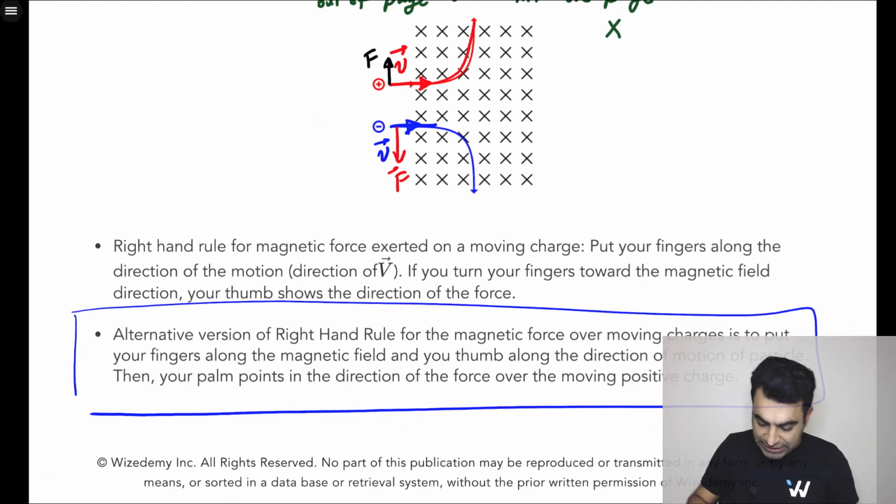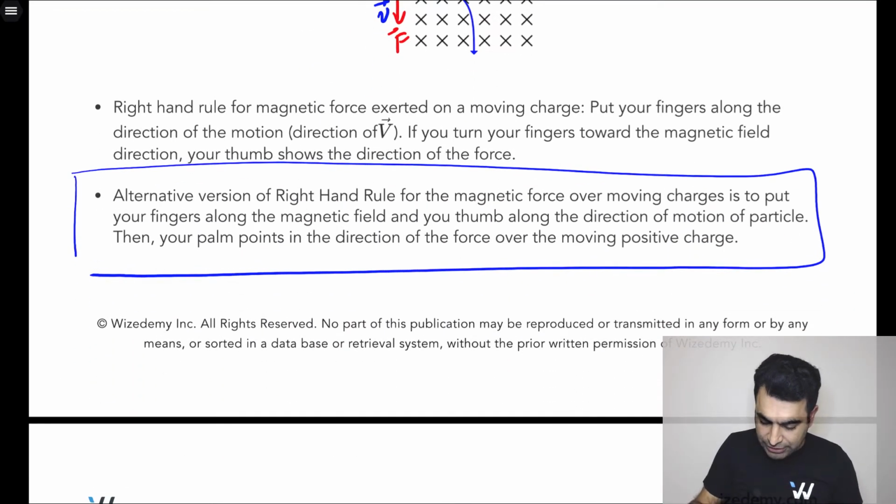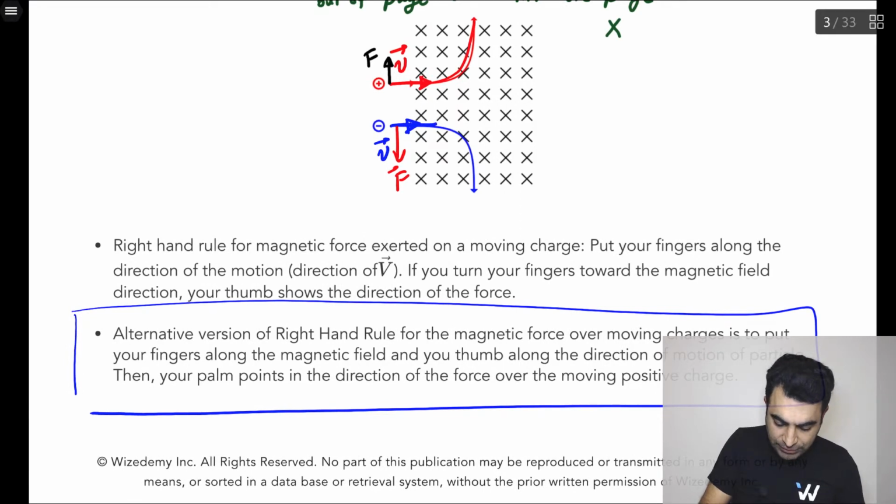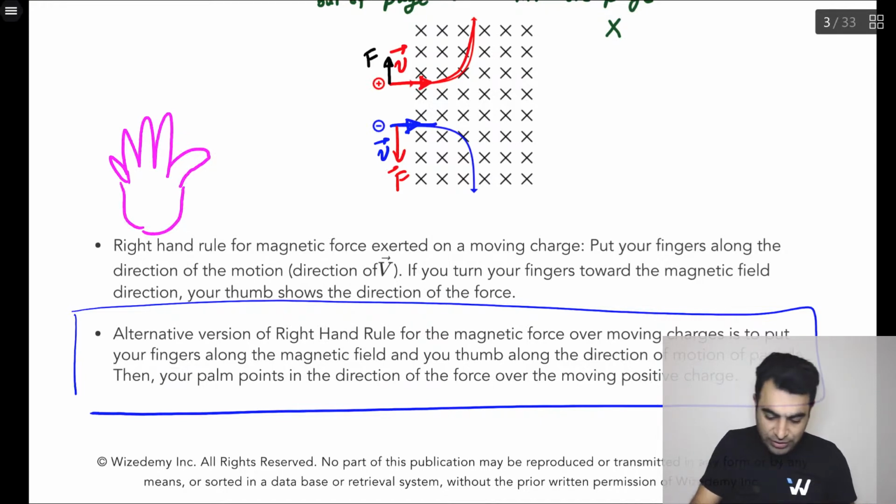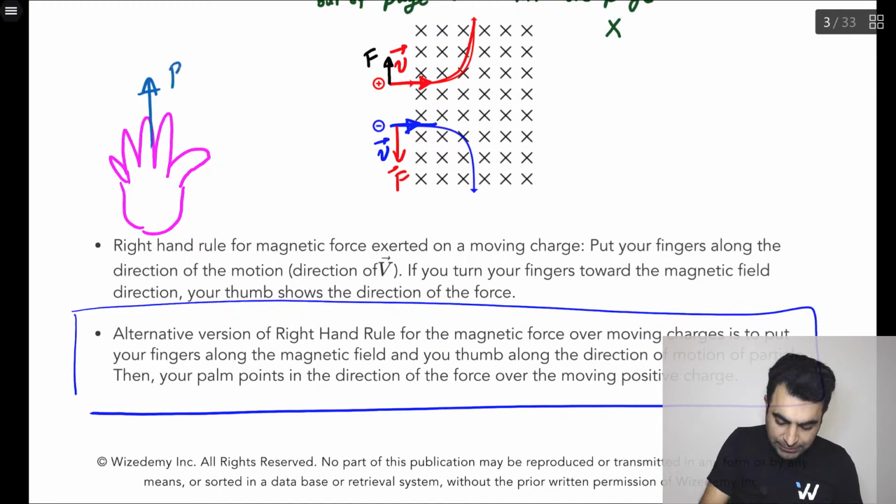So if I want to give you a schematic picture for the second version of the right-hand rule, use the right hand. I just try to do my best. It's the right hand. So I put the fingers along B while my thumb is toward V. And then here, the magnetic force is coming out of your palm. So here, this is the force.